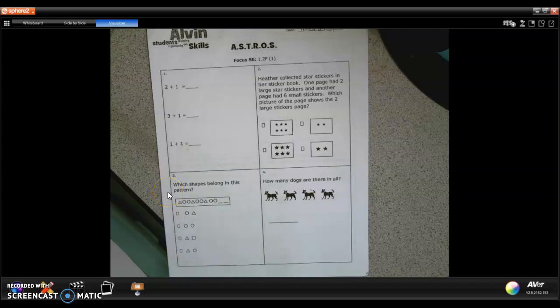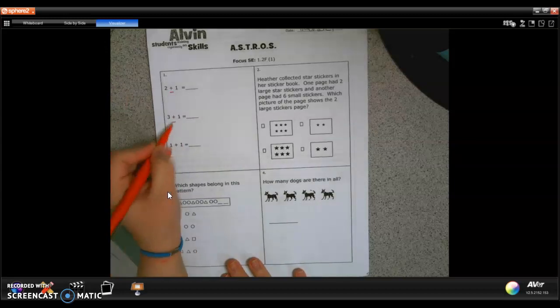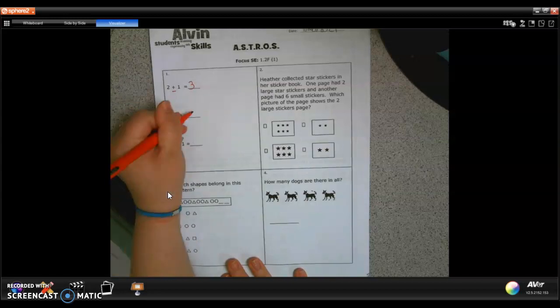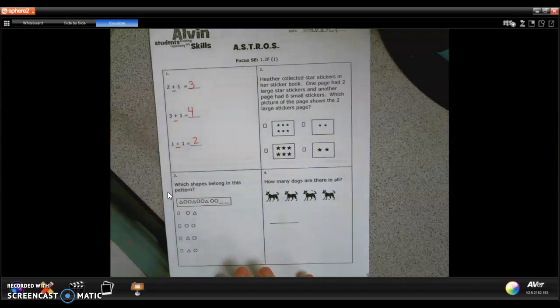Going to be doing 1.2F1. So for our first 3 problems, you're just going to solve those however you want to solve them. Make sure you're really paying attention to your symbol right there. So 2 and 1 is 3. 3 plus 1 is 4. And 1 plus 1 is 2. You can use counters or manipulatives.